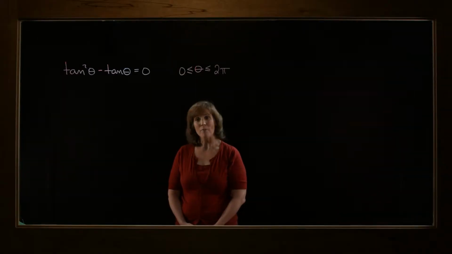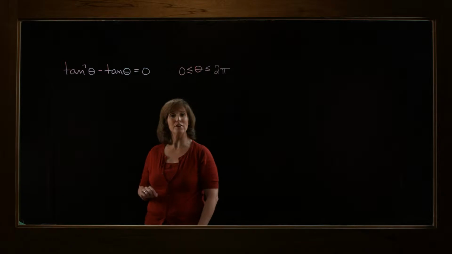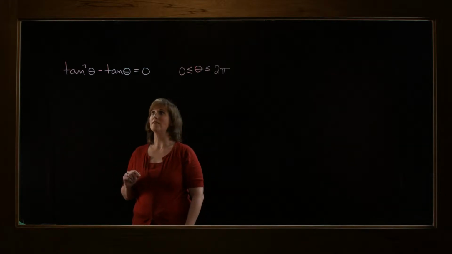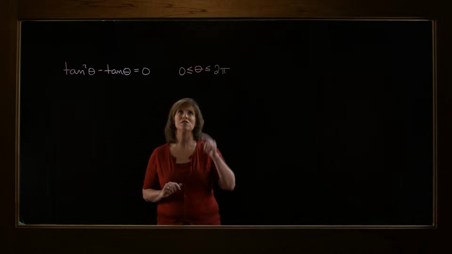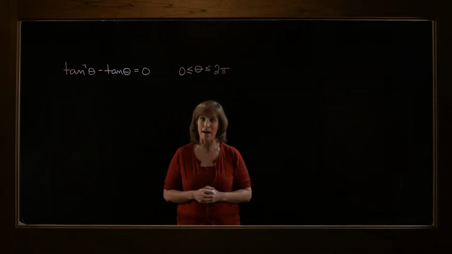Hi, I'm Cheryl Leach. In this problem, we're asked to solve a trigonometric equation: tangent squared theta minus tangent theta equals 0. And we're looking for answers between 0 and 2 pi.